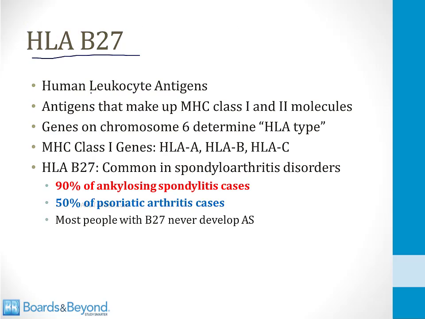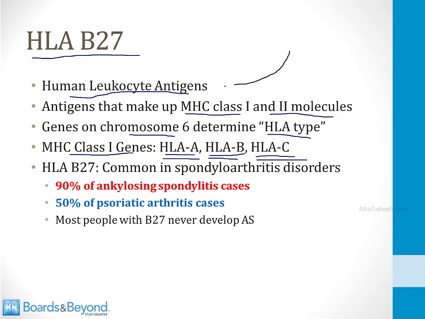HLA-B27 is a human leukocyte antigen. In the immunology section in the video on transplants, I talk about the human leukocyte antigens. These are antigens that make up the MHC class 1 and class 2 molecules found on the surface of our cells. And there are genes found on chromosome 6 that determine each person's HLA type. For example, the MHC class 1 genes are HLA-A, HLA-B, and HLA-C. Each of us is born with a certain type of HLA-A gene, a certain type of HLA-B gene, and a certain type of HLA-C gene, and this determines which human leukocyte antigens will be on the surface of our cells.